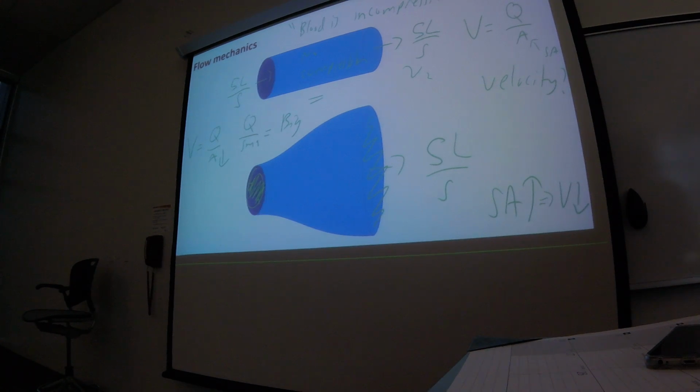Hopefully this makes sense to you. This is probably the hardest concept to get a hold of, this whole equation here. If you're struggling with this, there's a good chance to come to office hours, talk to me afterwards, something like that. But hopefully this makes sense to you. SA is surface area, sorry.